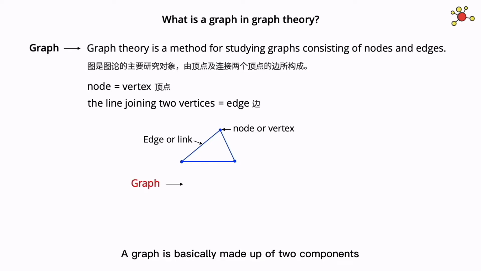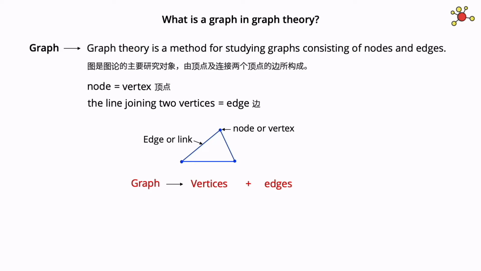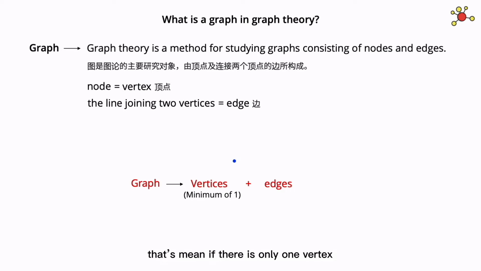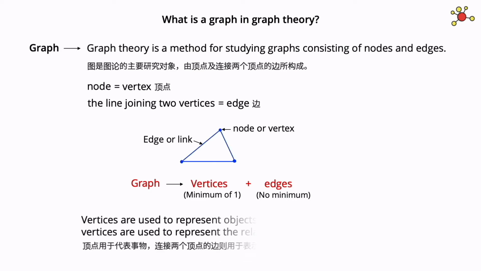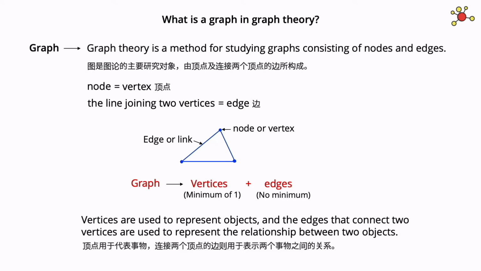A graph is basically made up of two components: vertices, also called nodes or points, and edges, also called links or lines. For vertices, there is a minimum requirement of 1. This means if there is only one vertex, it's also considered a graph. Edges have no minimum restriction. In this context, vertices are used to represent objects, and the edges that connect two vertices are used to represent the connection or relationship between two objects.